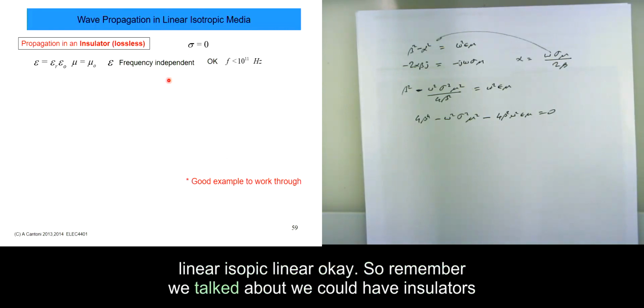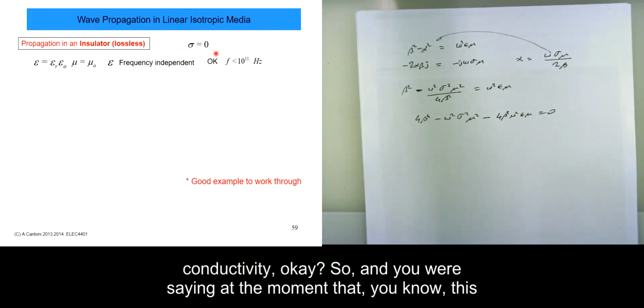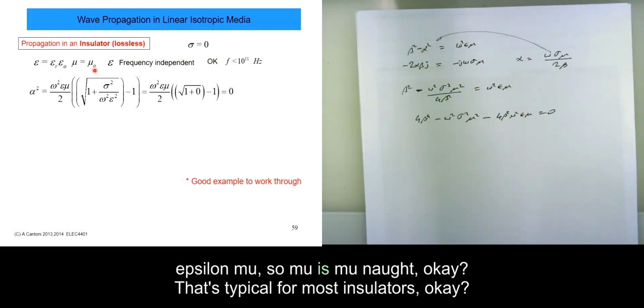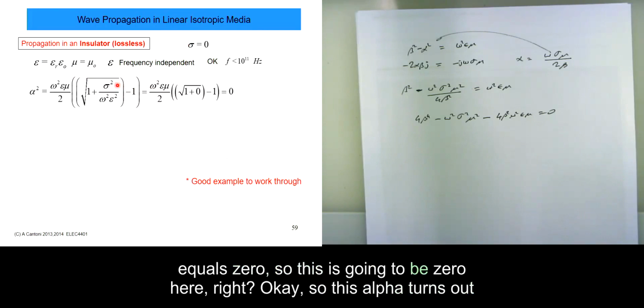Remember we talked about how we could have insulators and conductors. Now in a good insulator, sigma equals 0. You don't have any conductivity. At the moment, mu is mu naught, which is typical for most insulators, and epsilon equals epsilon r times epsilon naught. The important thing is sigma equals 0, so this is going to be 0 here.